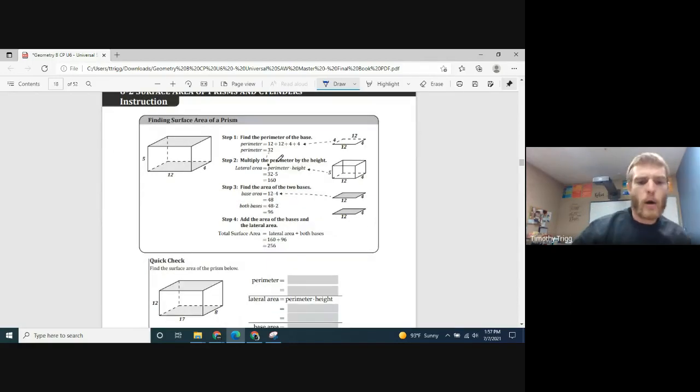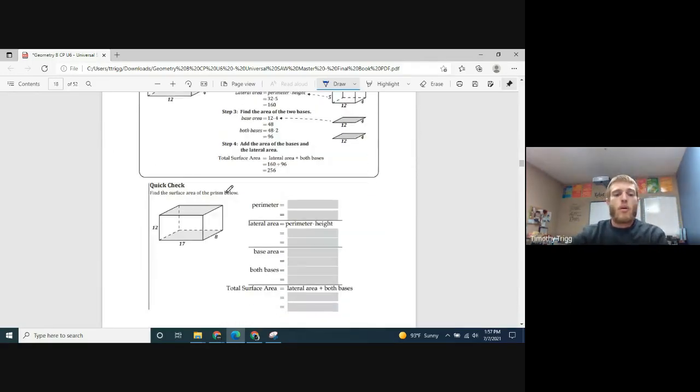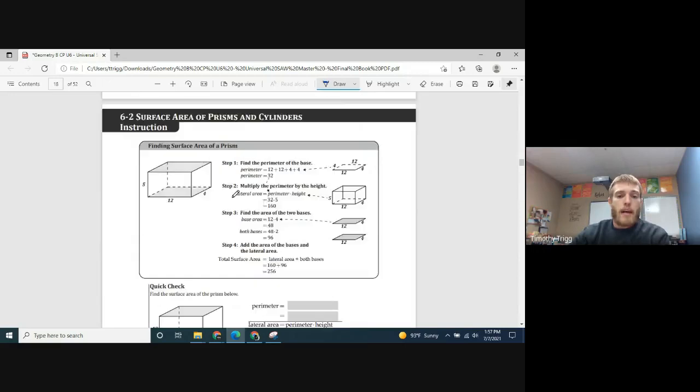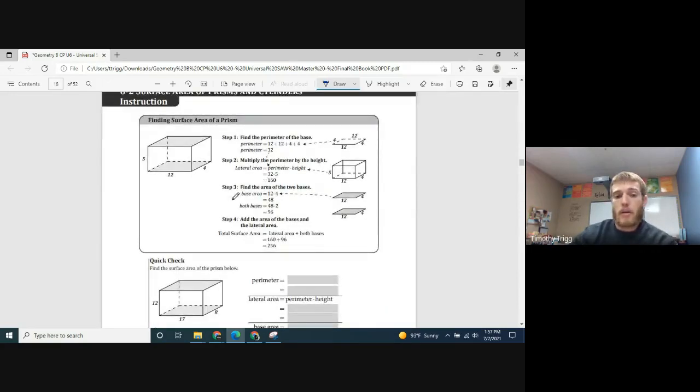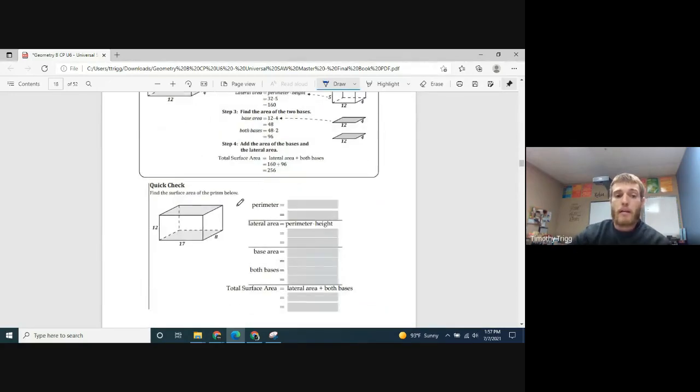So why did we go over all that stuff? Well, we want to be able to identify bases because that's going to be very important when we're calculating surface area and volume. Now, the rest of this unit is going to be about surface area and volume. So it's very important that we know how to find the base, how we think about what's a lateral surface.